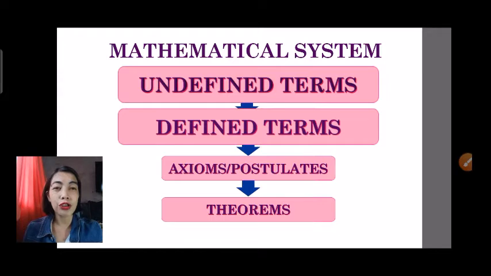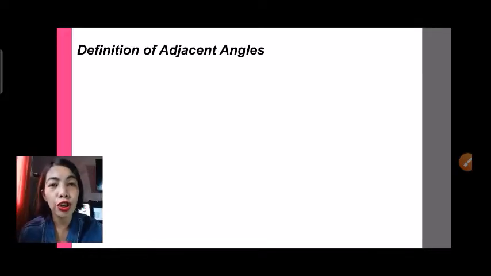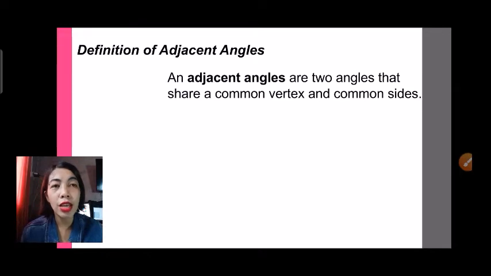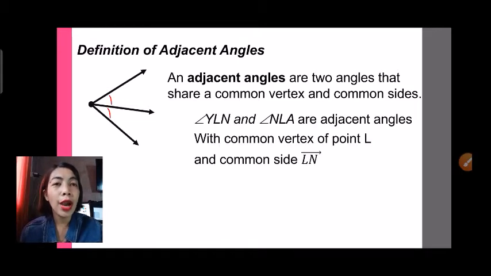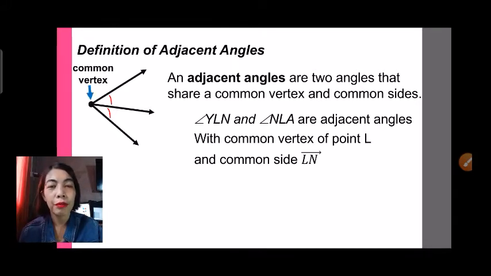So the first definition is about definition of adjacent angles. Adjacent angles are two angles that share a common vertex and a common side. Look at this figure. These are two angles that share a common side or a common ray and a common vertex. Angle YLN and angle NLA are adjacent angles with common vertex at point L and a common side, ray LN. Lagyan natin siya ng different legends or name.